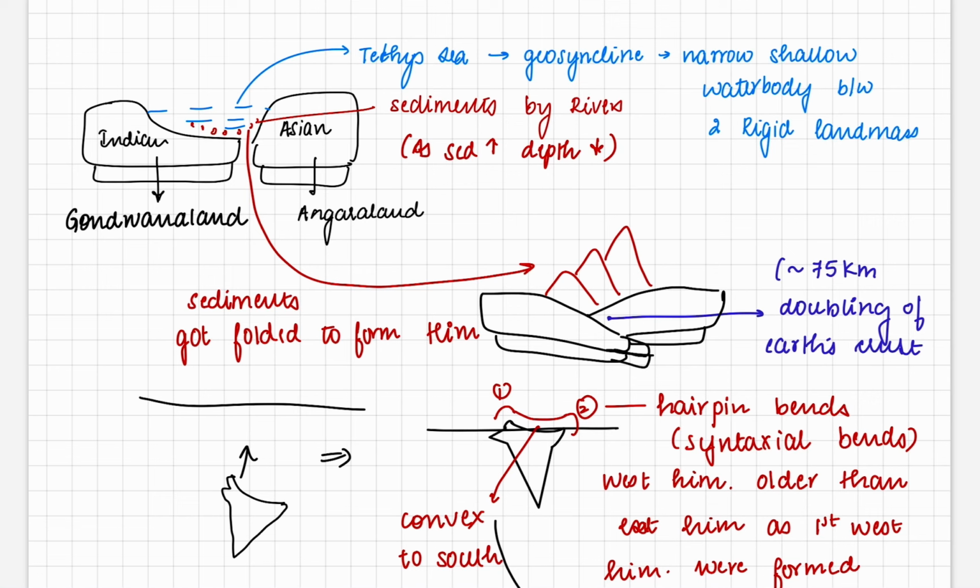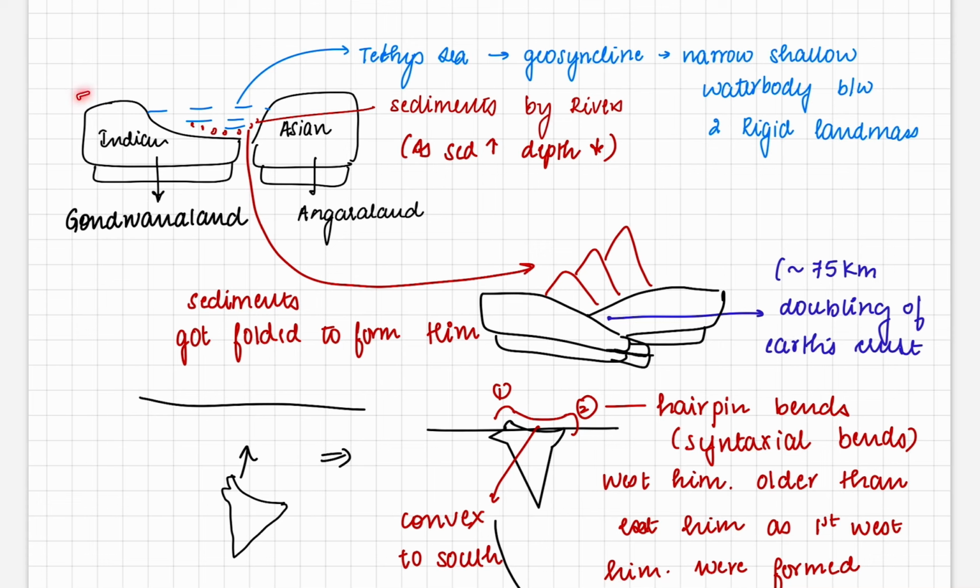Physical geography of India. So we will start from the northward journey of India, which led finally to the formation of Himalayas. We know that the Indian plate was a part of Gondwana land and the Eurasian plate was a part of Angara land. The Indian subcontinent started its movement towards the Eurasian plate around 70 million years ago.